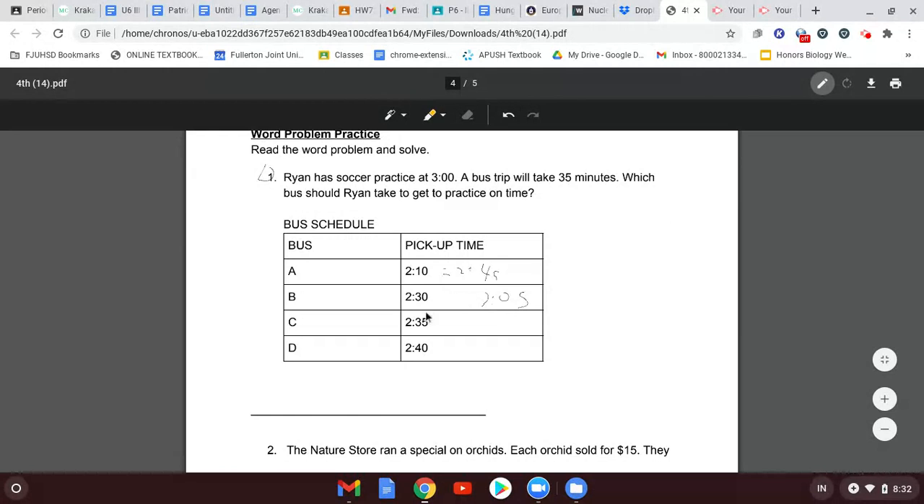And all these other numbers are later than 2:30. That means he will arrive later than 3:05 for both C and D. You don't want to be late to practice, so Ryan should pick bus A in order to get there on time. And that should be it.